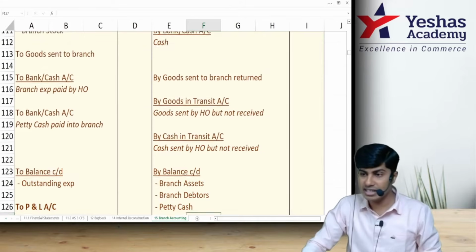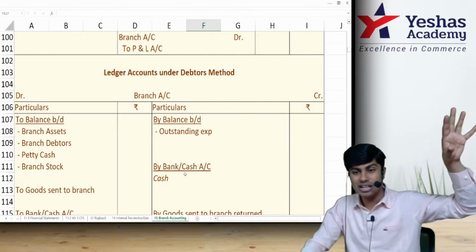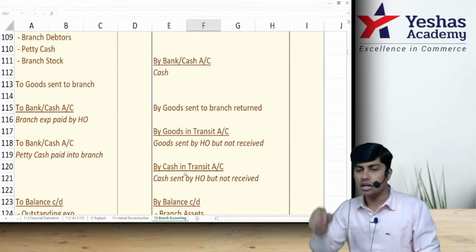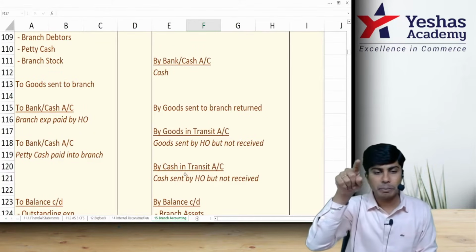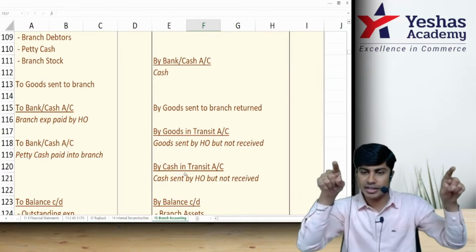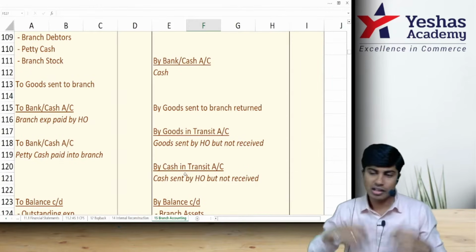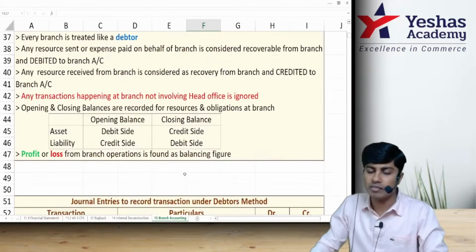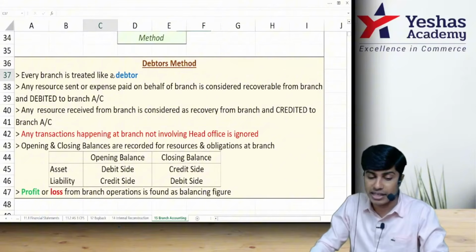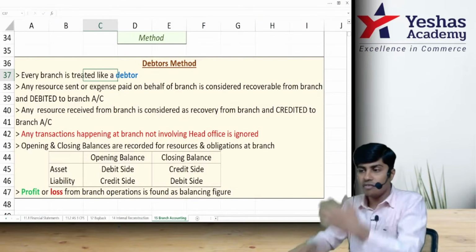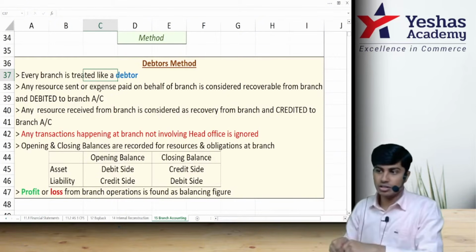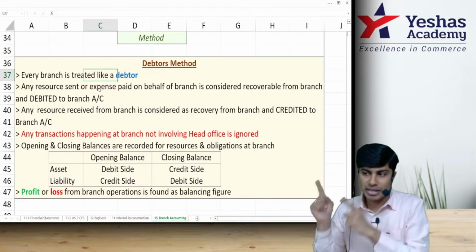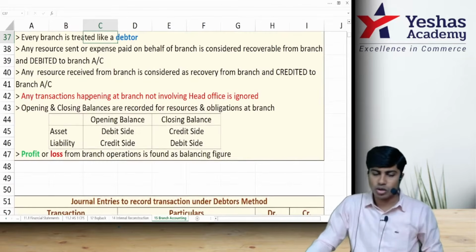If in case at the branch there is some liability, the opening balance goes on the credit side and the closing balance on the debit side. Whatever I send to the branch will be written on the debit side. Whatever the branch sends to me will be written on the credit side. Then I find the balancing figure. Throughout the accounting, the head office is treating the branch as a debtor. If you send something to the branch, the value at the branch will increase, so debit the branch. If you receive something from the branch, the value at the branch will decrease, so credit the branch. Basically, the branch is your debtor. That's what I did mention.